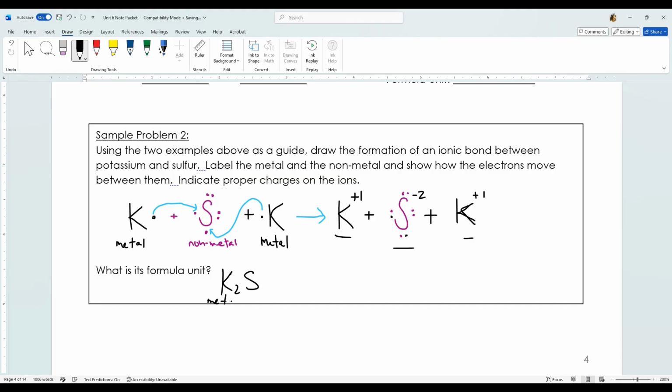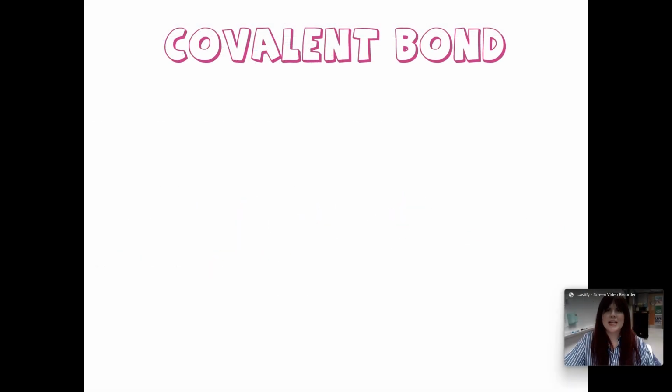We normally do the metal first in the formula, and then we put the nonmetal after that. So you'll always see the metal first. Formula unit is K2S. So those were all ionic bonds where we're dealing with a metal and a nonmetal, where we have a transfer of electrons. Not the case for everything.